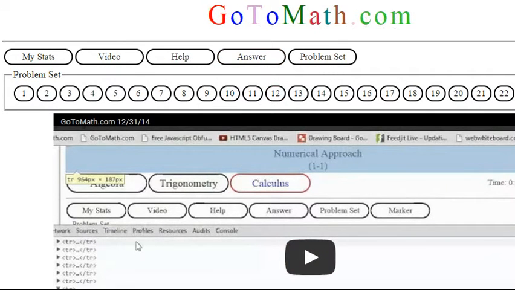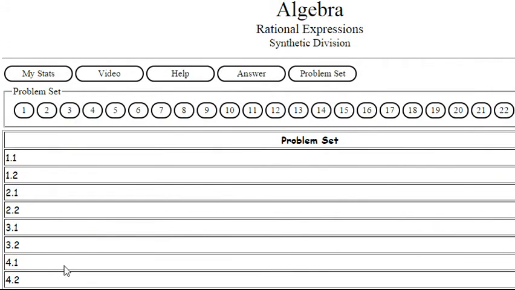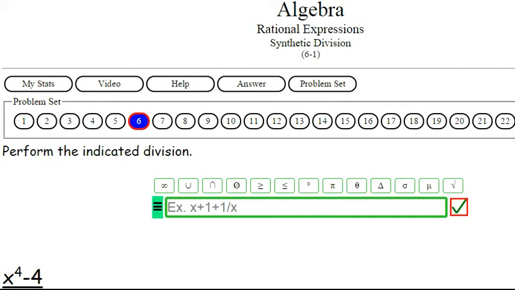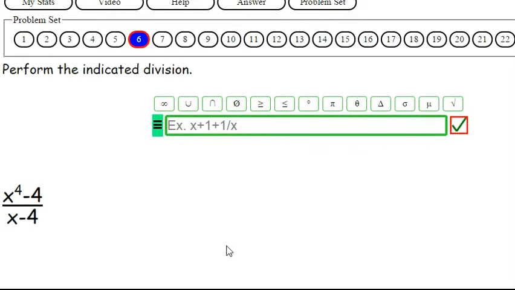Okay, so we're over here, GoToMath.com, click on Algebra, let's go down to Synthetic Division, and we are looking at 6.1, I believe. What is going on with this problem? So we have x to the 4th minus 4 over x minus 4. Looks like something could just cancel out of there and be done with it. You know? Alright. So x to the 4th minus 4 over x minus 4. Yep. So we got some stuff missing in here, don't we? It's okay. You will understand it.